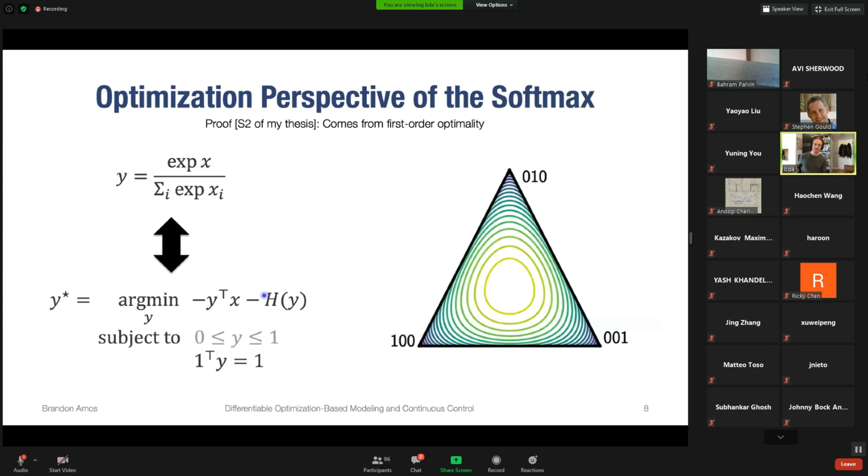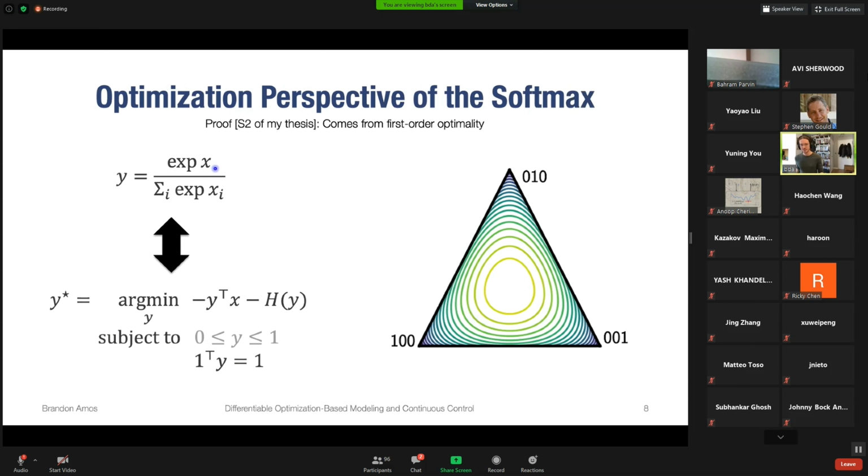And lastly, you can also do the same thing for the softmax, where the softmax is also just doing an entropy penalized projection onto the simplex. And you can also see this from taking the first order optimality of this optimization problem. And again, you have a closed form solution to this problem.